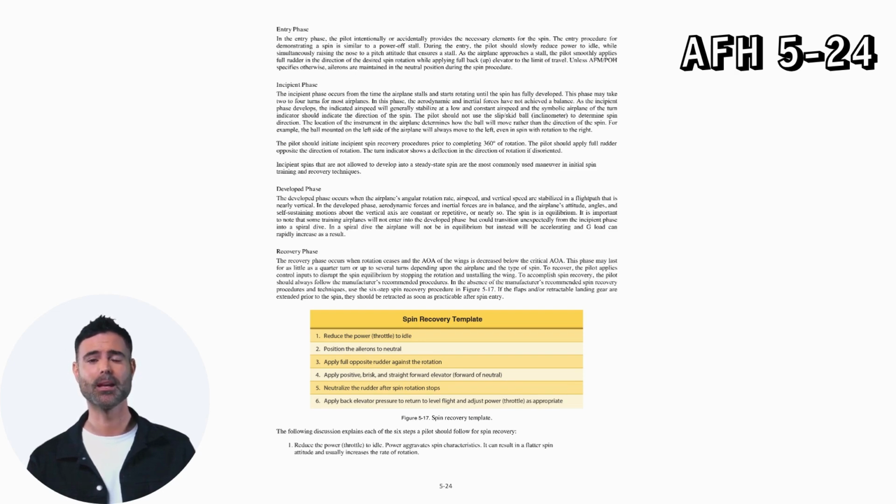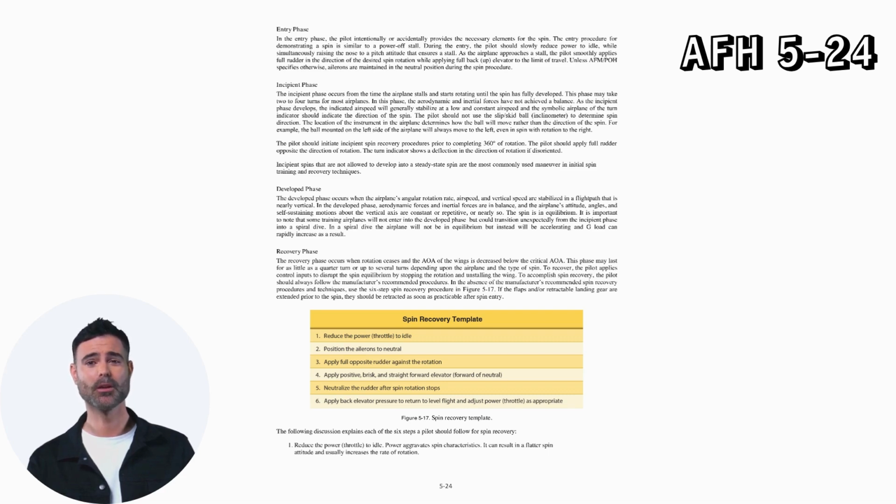Recovery phase. The recovery phase occurs when rotation ceases and the AOA of the wings is decreased below the critical AOA. This phase may last for as little as a quarter turn or up to several turns depending upon the airplane and the type of spin. To recover, the pilot applies control inputs to disrupt the spin equilibrium by stopping the rotation and unstalling the wing.